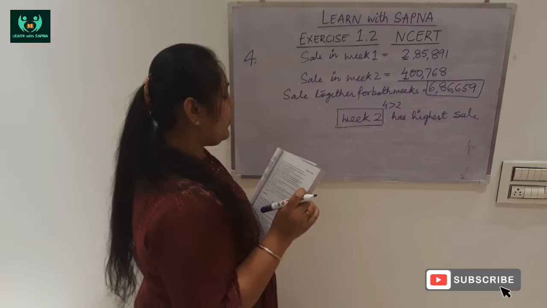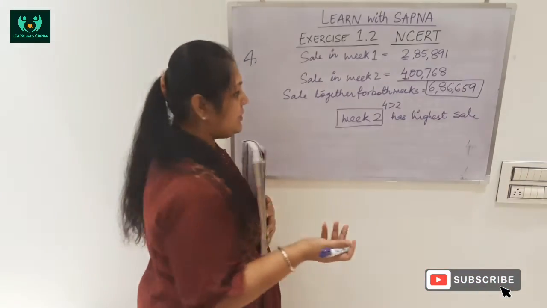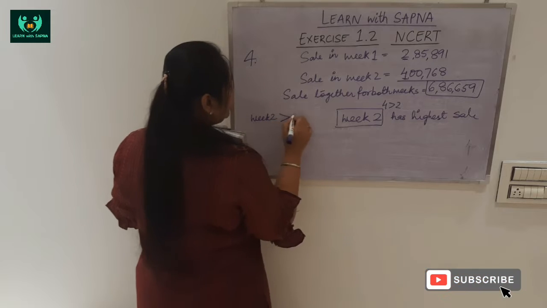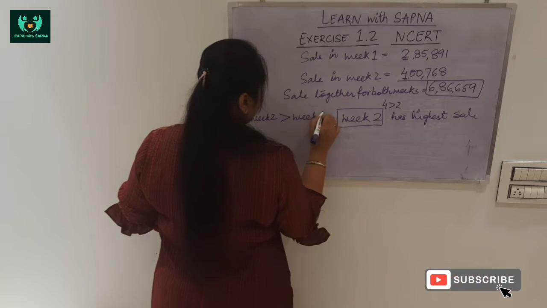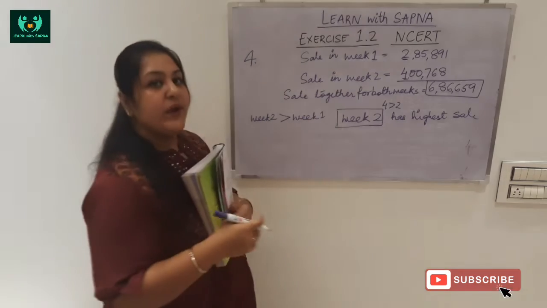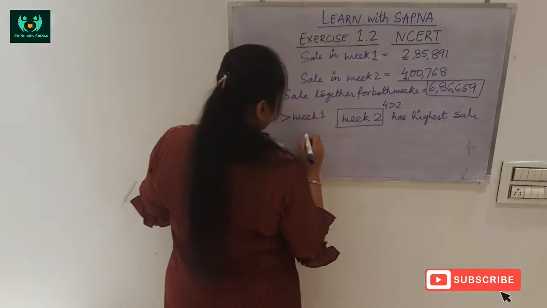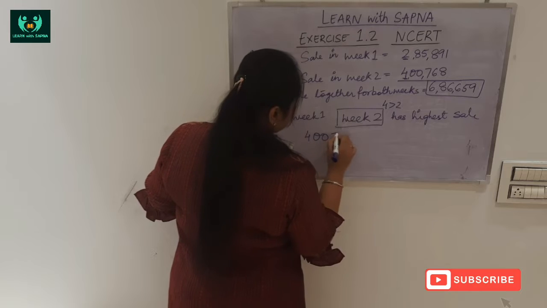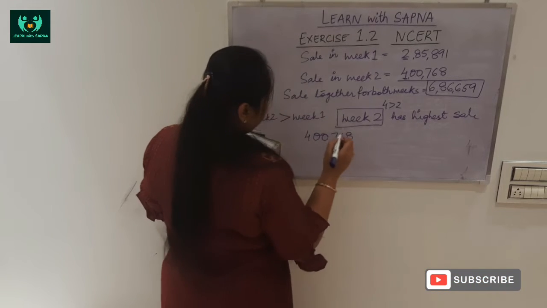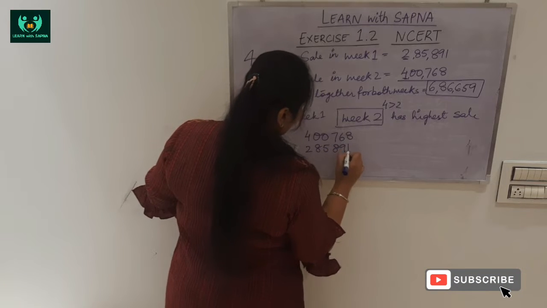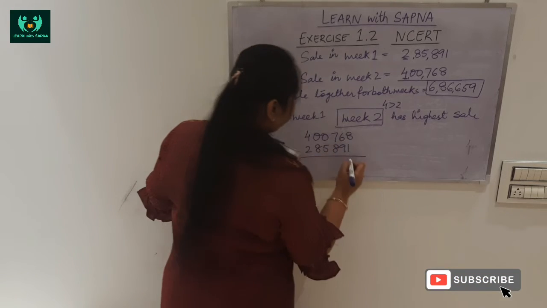Now the third part of the question says by how much. Now we know the sale in week 2 is greater than the one in week 1. But by how much? When we need to find how much, that means we have to subtract. The sale in week 2 is 4,768 and 2,85,891. So we'll minus them.